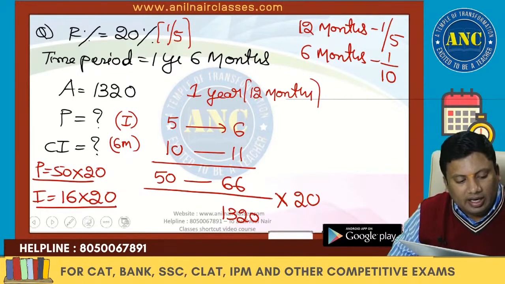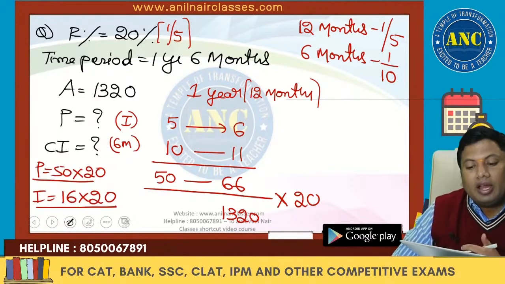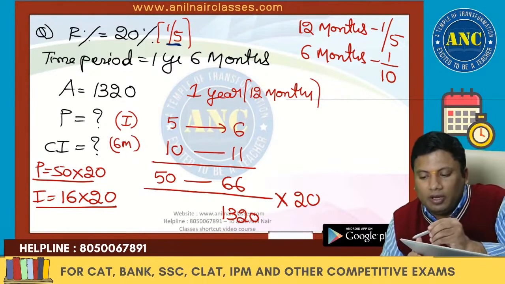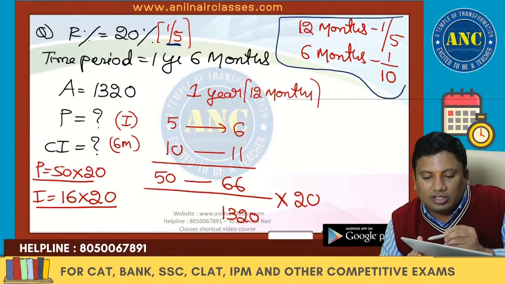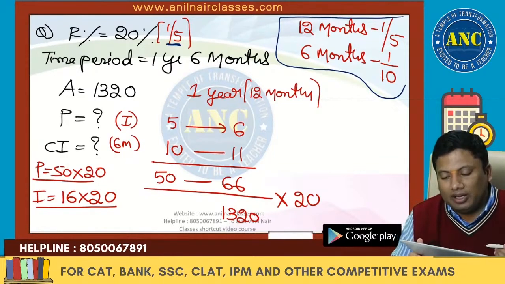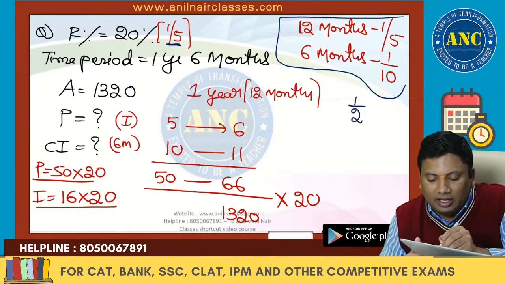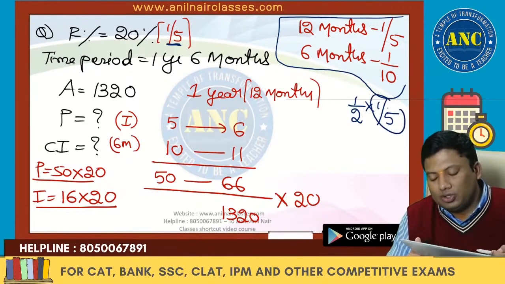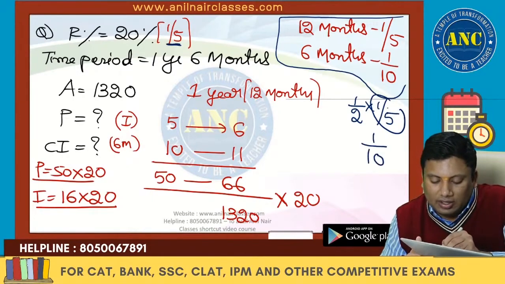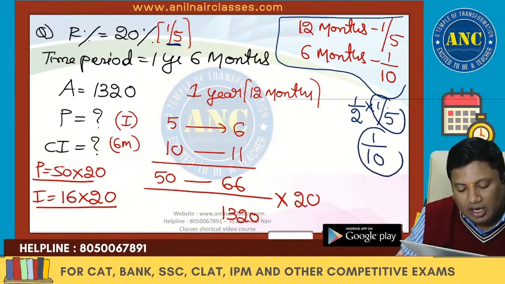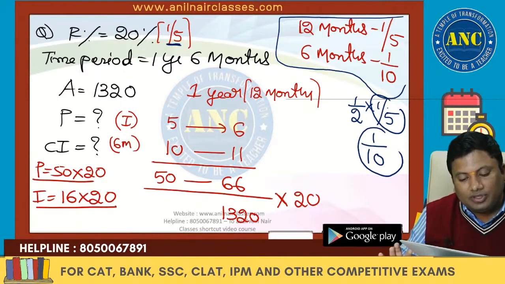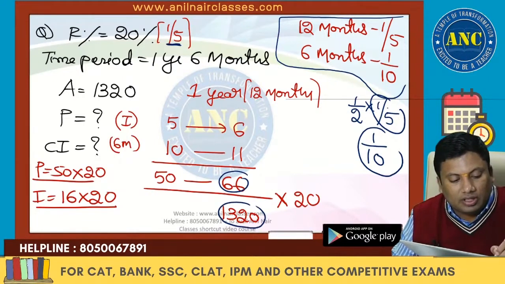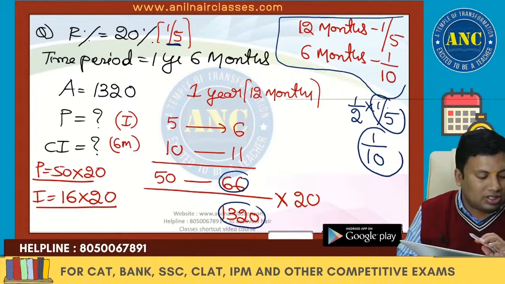I hope the idea is clear. Again, I am telling you, 1 by 5 is for 12 months. 6 months is nothing but half of 1 by 5. What will be the value? 1 by 5 is for 12 months, and 12 months by 2 is 6 months, so 1 by 10. 10 increases by 1, it is 11. 50 and 66. 66 becomes 1320, into 20. 50 into 20, 16 into 20. I hope it is clear.